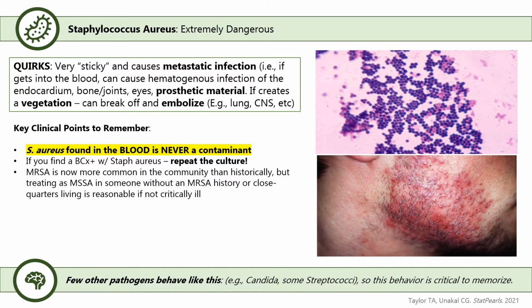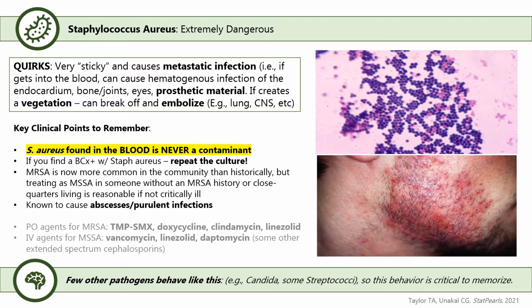It is also important to know our antibiotic options for this extremely common pathogen. There are several options that are IV that I've listed, but knowing the oral options for MRSA is extremely helpful. TMP-SMX, doxycycline, clindamycin, and linezolid are all PO options that have decently reliable activity against methicillin-resistant Staph aureus.